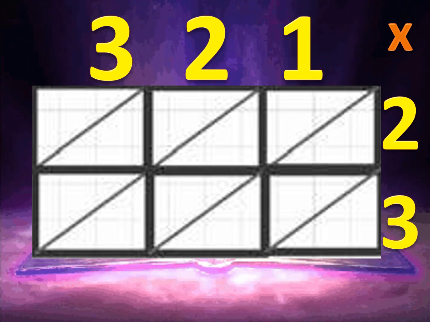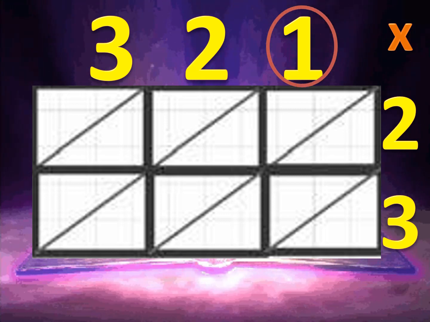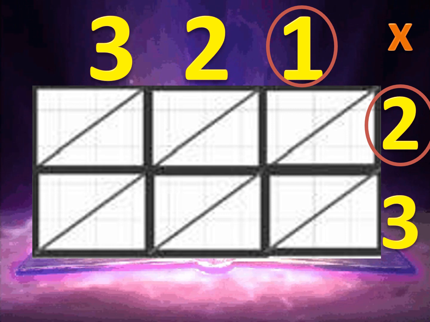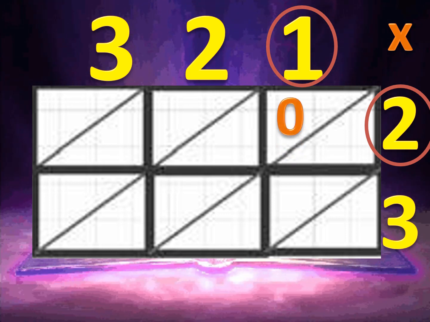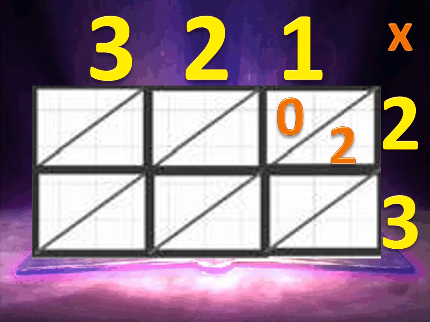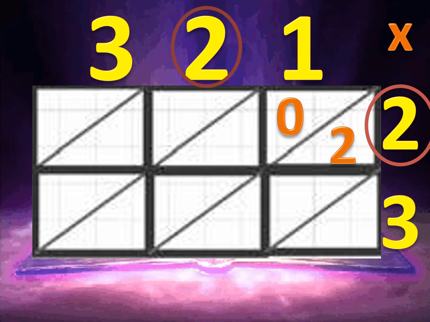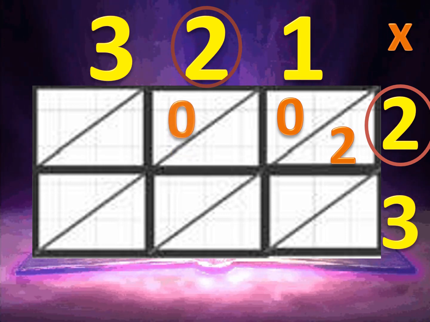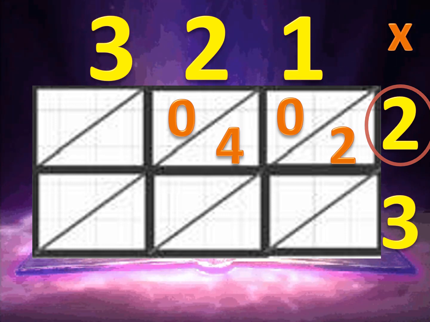First number to be multiplied are tens. So 2 times 1 equals 2. You can write 0, 2: 0 above the diagonal and 2 below the diagonal. For the next number, 2 times 2 is equal to 4. You can write 0 above and 4 below the diagonal.